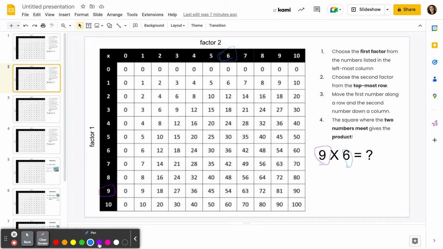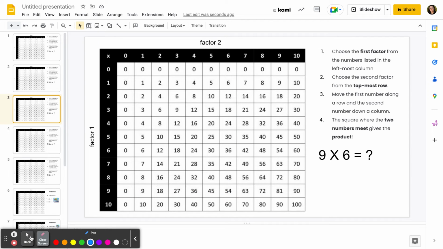And now this is where I move across and down. Let's do 9 first. I'm going to move 9 across, drawing a line. It could keep going. I'm going to do 6 second, going down. And where do they meet? What is our product? What is 9 times 6? Did you notice that 9 and 6 cross or meet at 54? 9 times 6 equals 54. The product of 9 and 6 is 54. We don't know our nines yet, but using your multiplication table, you were able to solve for that product.